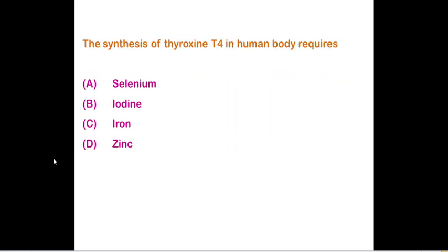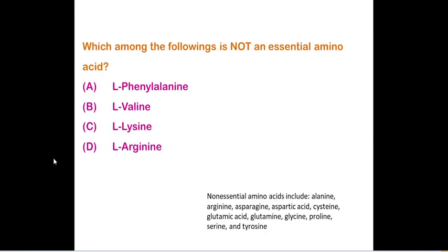Next is the synthesis of thyroxine T4 in the human body requires iodine. Okay. Next is which of the following is not an essential amino acid, which means they are asking which of the following is a non-essential amino acid. So non-essential amino acids include alanine, arginine, asparagine, aspartic acid, cysteine, glutamic acid, glutamine, glycine, proline, serine, tyrosine. Okay, so these are non-essential amino acids. The correct answer is L-arginine. Whereas if you take L-phenylalanine, L-valine, L-lysine, they are essential amino acids.